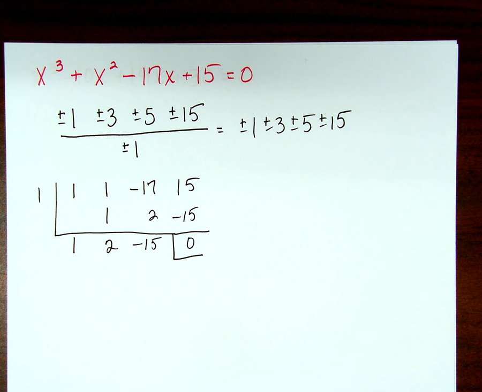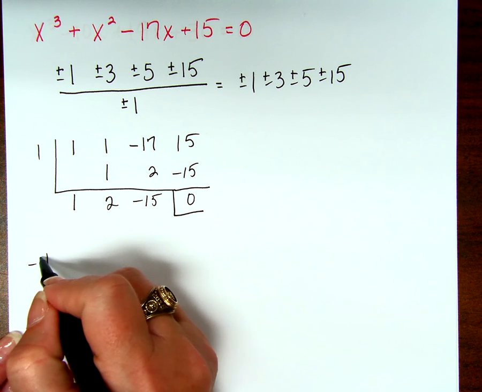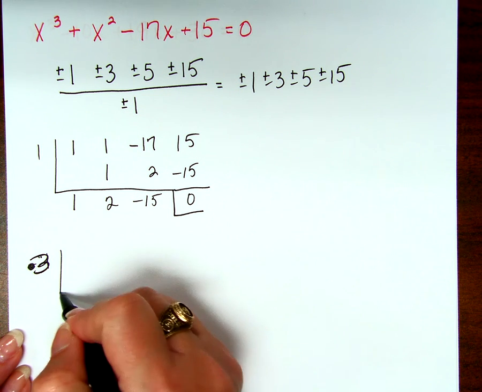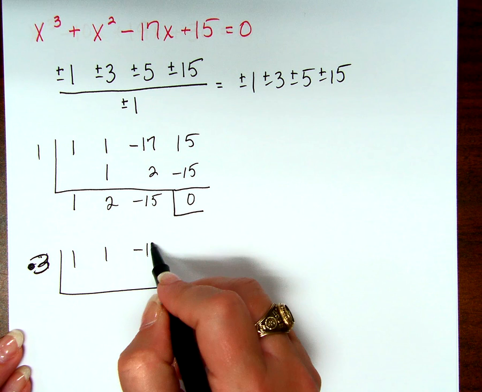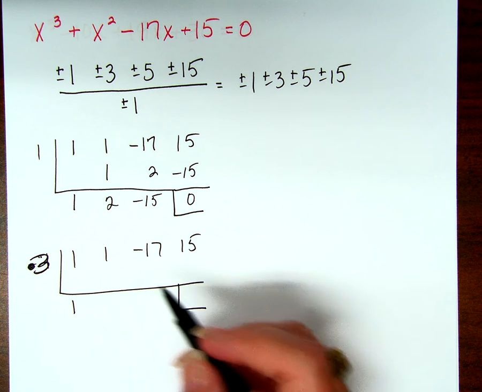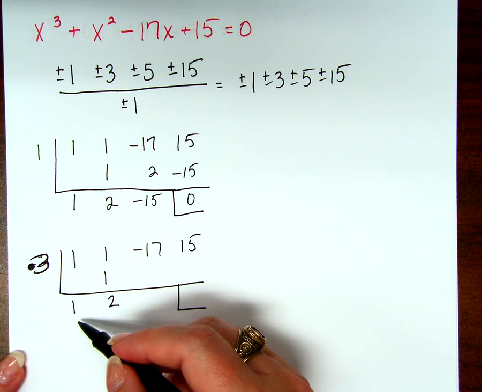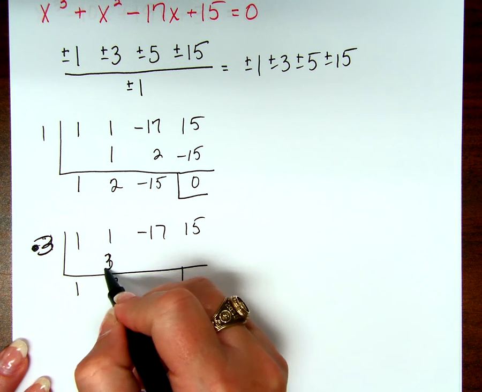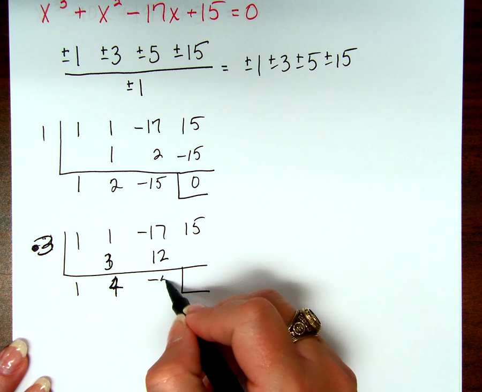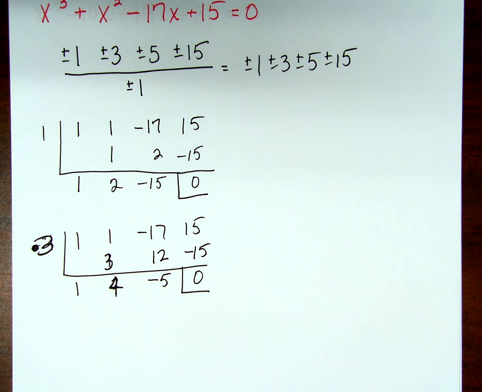So now we have 1. How many more do I need? 2. What do you want to try next? 2? 3? Okay, 3. Pretend that's a 3. 1, negative 17, 15. 1, 2. Oops, what did I do wrong? Do you see it? 1, 3. This is a 4. This is a 12. This is a negative 5. Oh my gosh. We are so lucky.